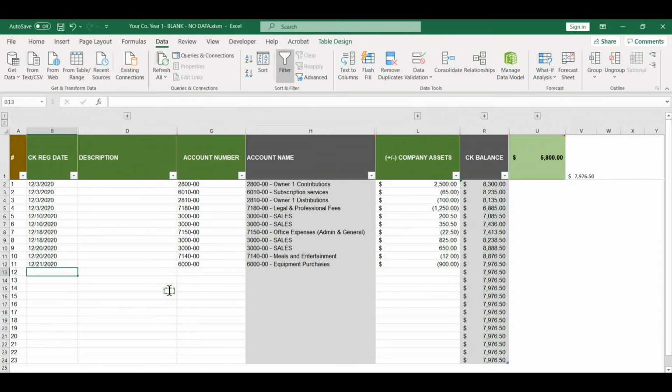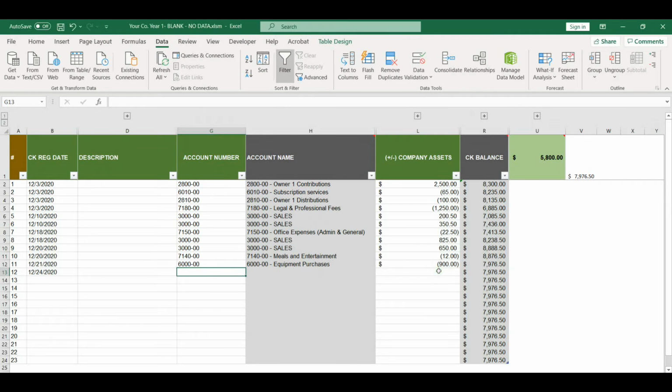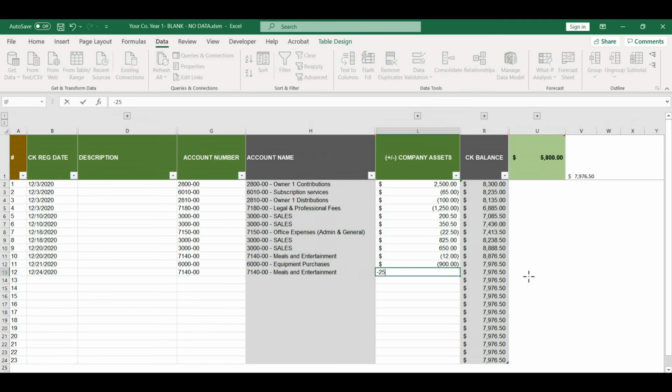Then on 12/24, went to the restaurant again. So $25 on that date again. $71.40 is my meals and entertainment account expense. And it's for $25. Okay.